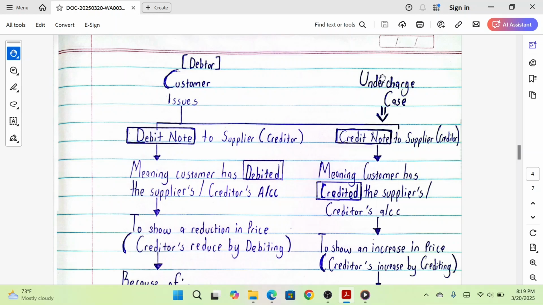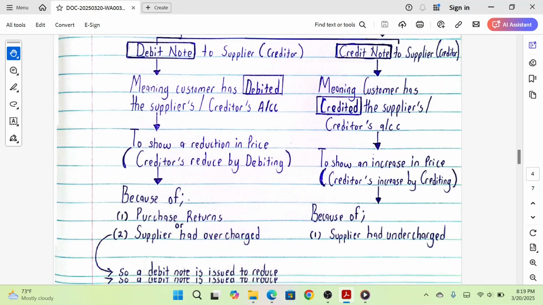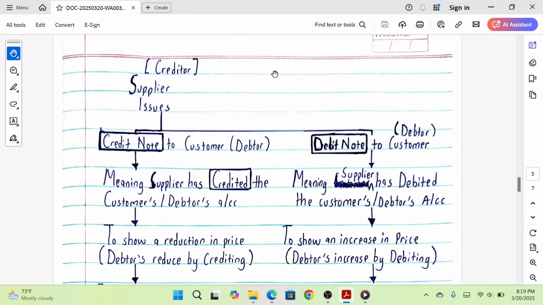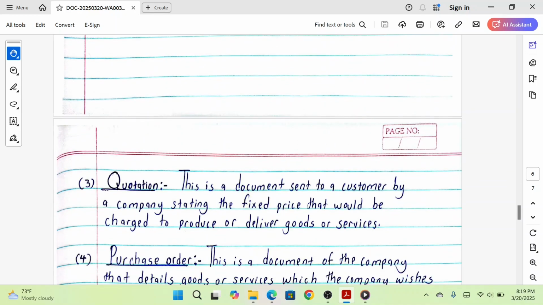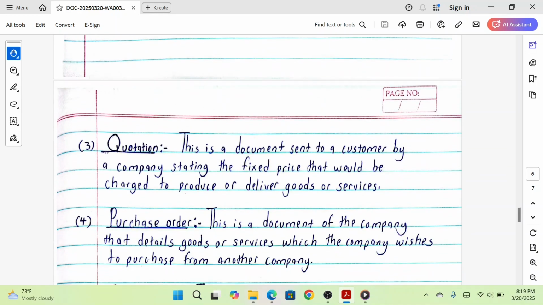It's possible in the case scenario of an undercharge, and also for a supplier, it's possible for a supplier to send a debit note in the case scenario of an undercharge. Hope that is clear. We move on to the next source documents.